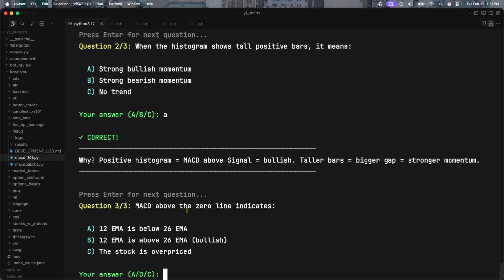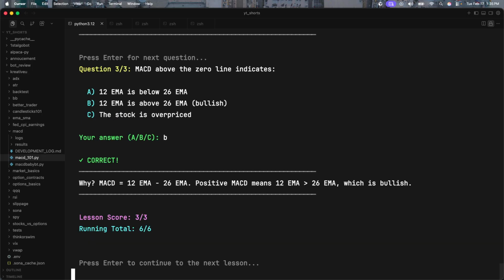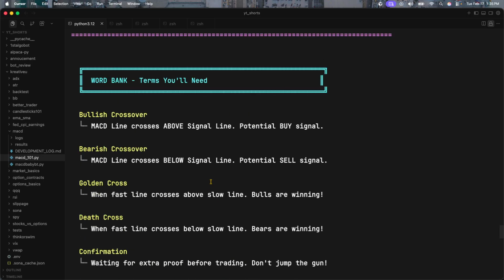So MACD is above the 0 line. What does it indicate? So MACD is above the 0 line, so the 12 EMA is above the 26 EMA. That is bullish. It's above. That makes sense. Or the stock is overpriced. I wouldn't be mad if you said that, but just kind of laugh. All right, so let's jump into our next lesson.